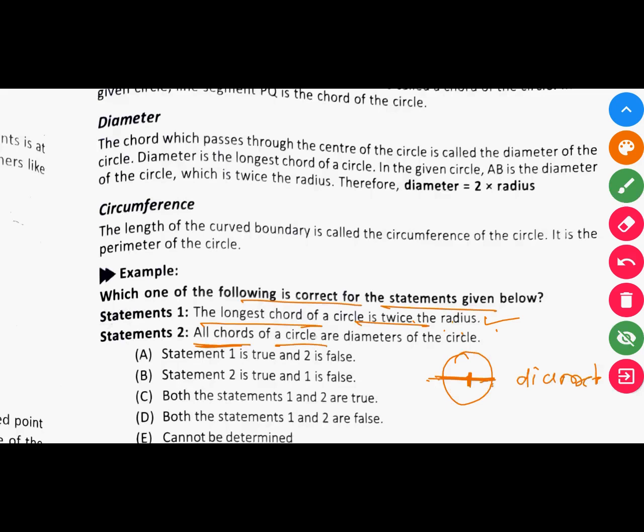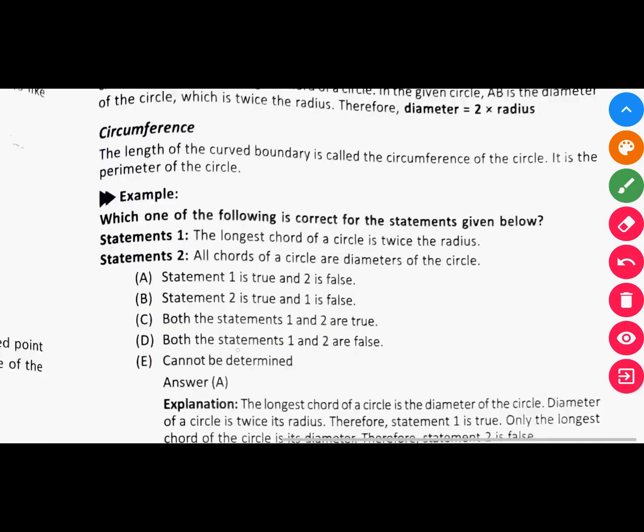So this statement is correct. All chords of the circle are diameters of the circle. This is not correct because some chords do not pass through the center of the circle, so it is not the correct sentence. Now what are the options? Statement 1 is true, second is false. 2 is true, 1 is false. Both statements 1 and 2 are true? No, second is false. Both statements are false? No, first is true. So our answer is A.